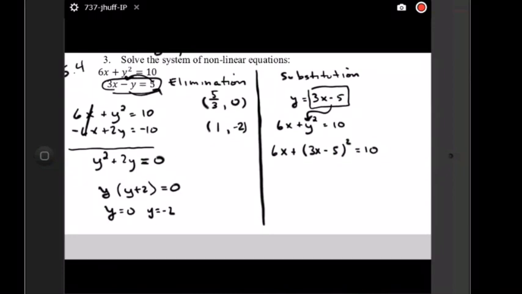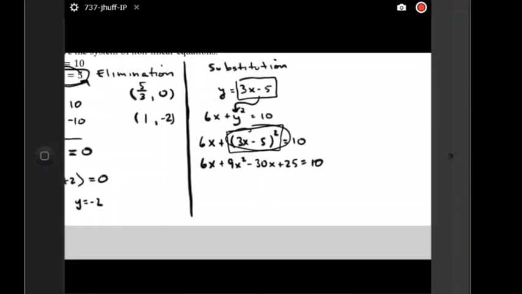And I do tend to see quite a few mistakes with something like this, 3x minus 5 squared. Remember, you can't just distribute that exponent. 3x minus 5 squared means 3x minus 5 times 3x minus 5. And if you use the distributive property correctly, you would get 9x squared minus 30x plus 25. If you were to distribute that right there correctly, that's what you should get.